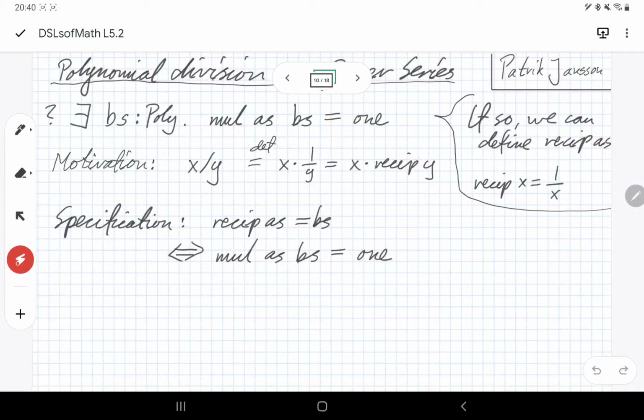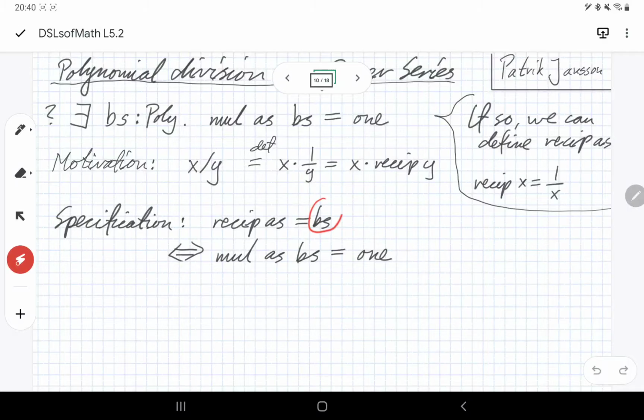And how is this specified? Well, recip is specified that we're looking for a bs such that if we multiply as by this bs, we get 1. Where 1 here is the polynomial 1 followed by 0, or by the empty list, the singleton list 1. Okay, so the whole specification of the recip function is recip as equals bs should be the same as multiplying as by bs is 1.